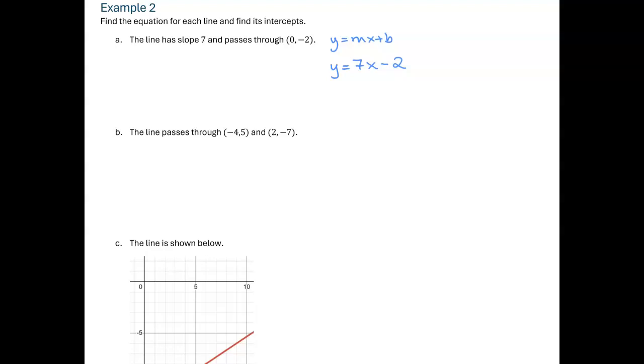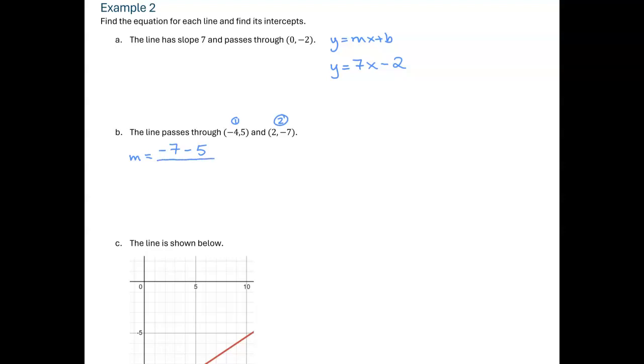Okay, so the next example is giving us 2 points, which is just a single step off from having a slope and a point, because we can immediately go ahead and calculate our slope. So we're given y2 minus y1. I'm choosing point 1 and point 2 in this order. You can absolutely flip-flop those. You just have to be consistent.